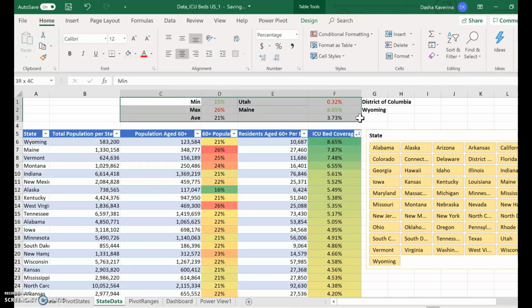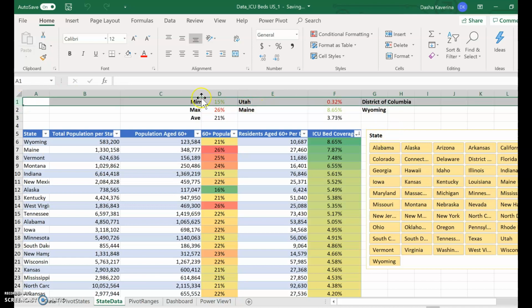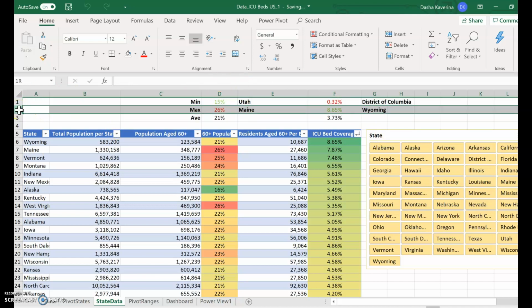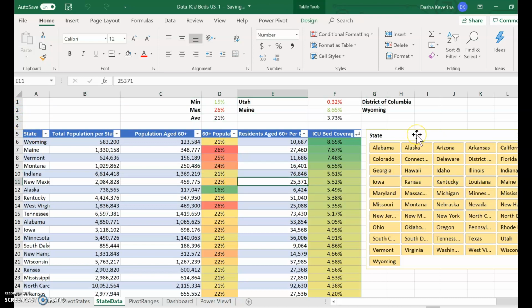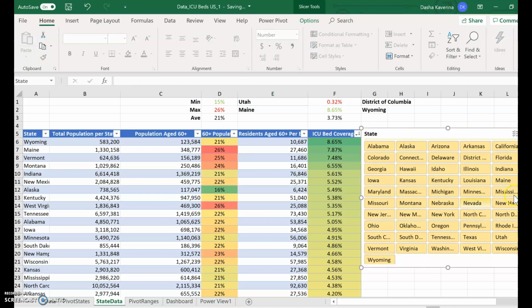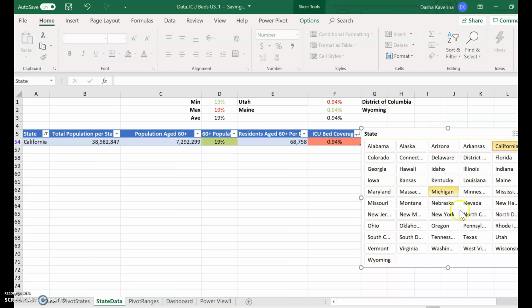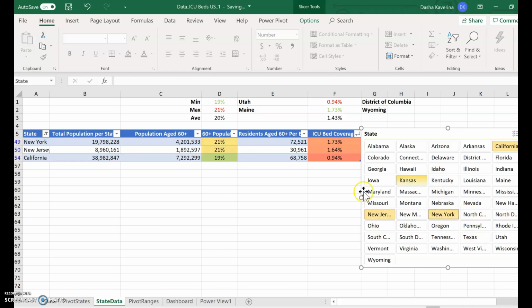And over here, I like looking at the upper and lower limits and also at averages, just to see where a state might stand. So here I have data for minimums, maximums, and the average. And even simply inserting a small slicer with the states, we can look at states like California. Let's take New York, New Jersey, and Connecticut.